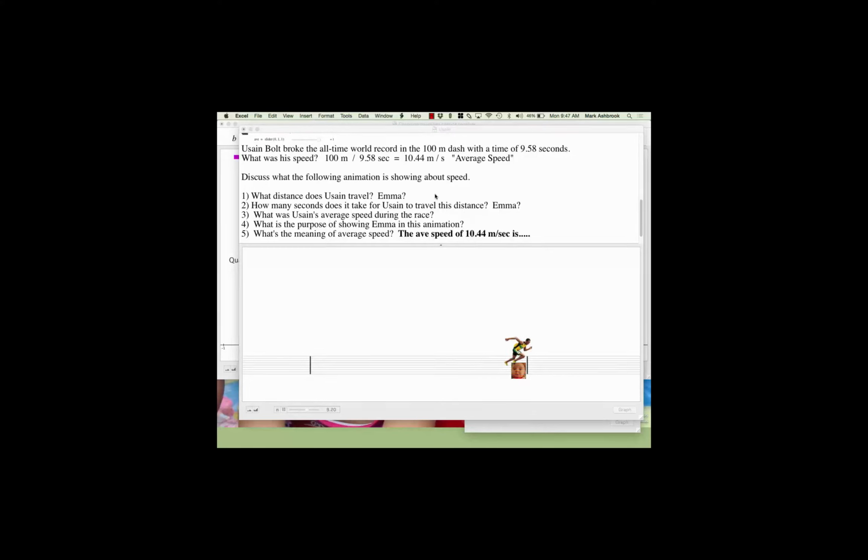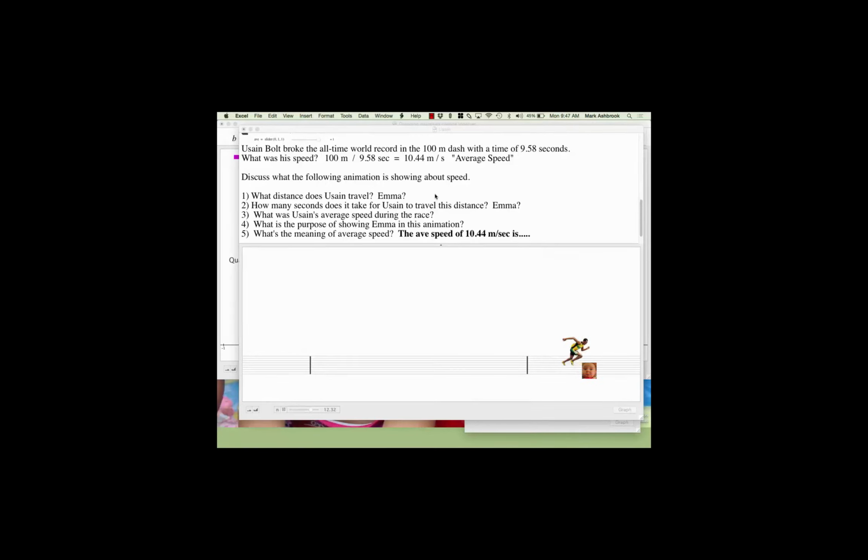What about Emma? 100. They both travel the same distance. How many seconds does it take Usain to travel this distance? 9.58. Emma? 9.58. So here's the key. Same distance, same time. What was Usain's average speed? 10.44 meters per second. This is the number we're trying to make sense of. This was his average speed, but he didn't run that speed. He was slower at the beginning, faster at the end. Maybe for a moment or two he was running that speed. But this was the speed that we calculated for Usain.